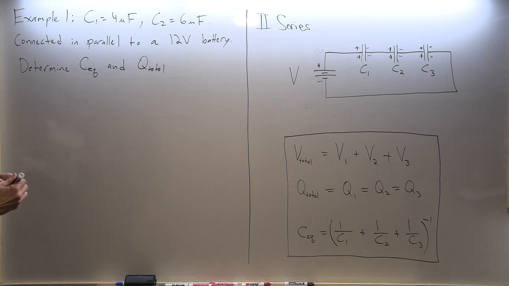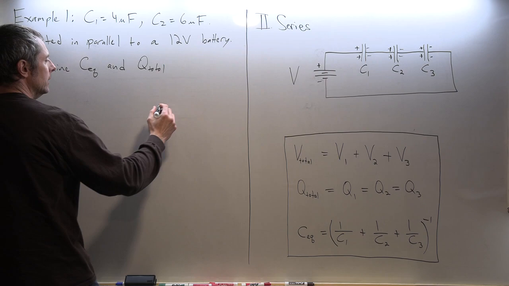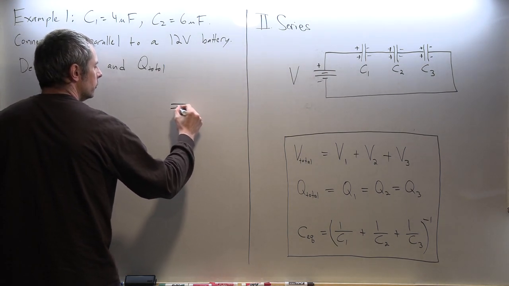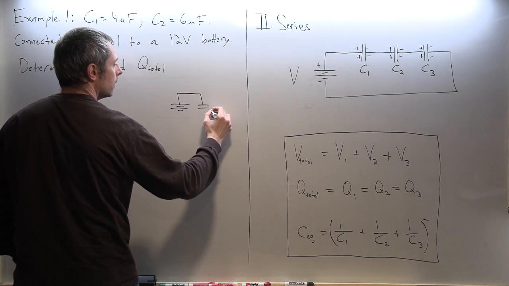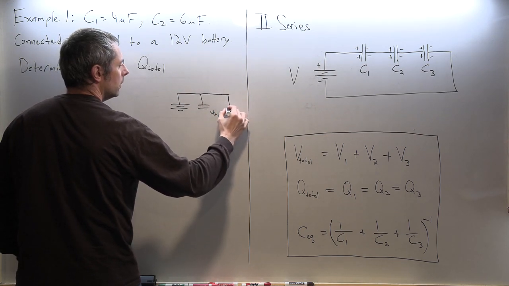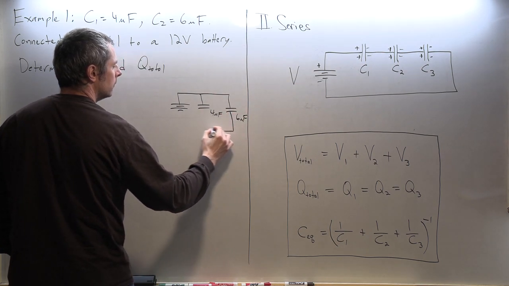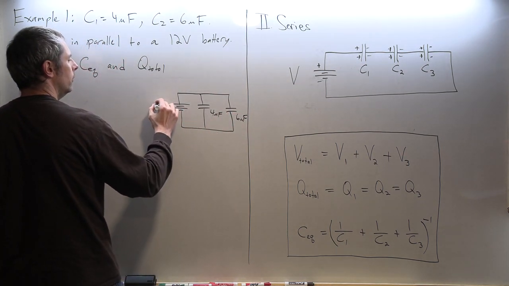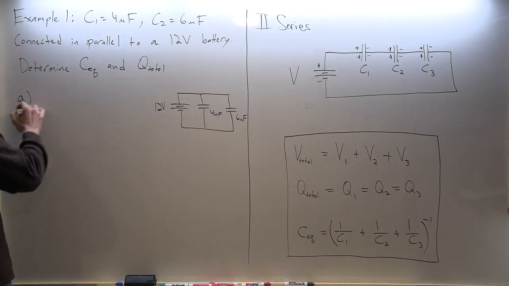All right, so we have two capacitors, C1 and C2. Given those capacitances, we connect them in parallel to a 12-volt battery. So basically what we have is a 12-volt battery like this. So this is 4 microfarads and 6 microfarads and 12 volts here. So the first thing, for the equivalent capacitance, maybe I'll label that A.